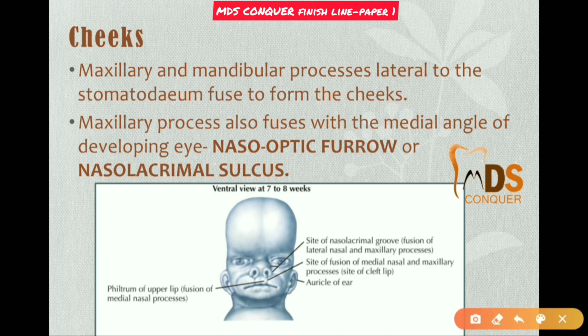Then coming to the cheeks, the maxillary process fuses with the medial angle of the developing eye, and this leads to formation of the naso-optic furrow or the nasolacrimal sulcus. And the cheeks are formed when the maxillary and mandibular processes lateral to the stomodeum fuse to form the cheeks.